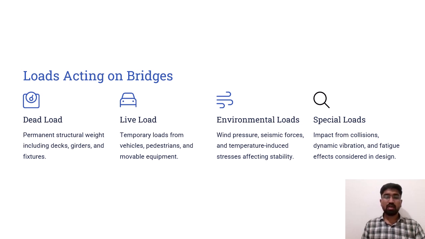Second is live load. Live load is a temporary load from vehicles, pedestrians, and movable equipment. Live loads are traffic, pedestrians, etc. Then there are environmental loads like wind pressure, seismic forces, and temperature-induced stresses affecting the stability. In special loads, impact from collisions, dynamic vibrations, and fatigue effects are considered in design.